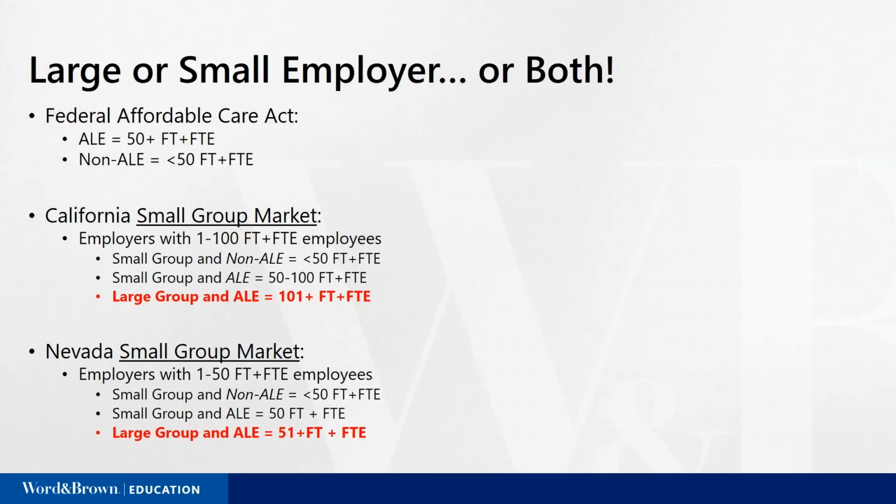In Nevada, you're considered in the small group market if you're an employer with between 1 to 50 FT and FTE employees. So you could be in the small group market and be a non-ALE if you have less than 50 FT and FTE employees, or you could be in the small group market and be considered an ALE if you have exactly 50 full-time and full-time equivalent employees, or you could be in the large group market and considered an ALE in Nevada if you have 51 or more FT and FTE employees.